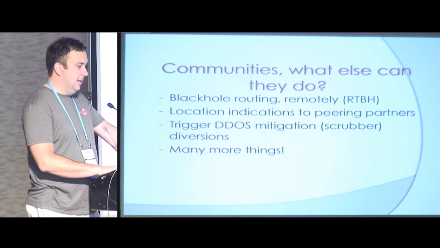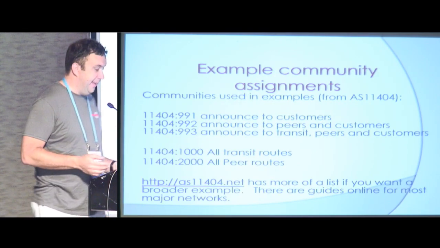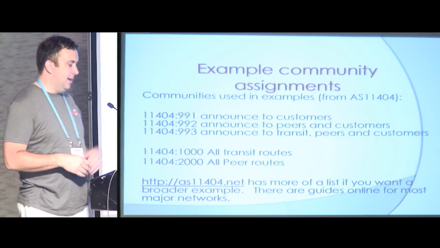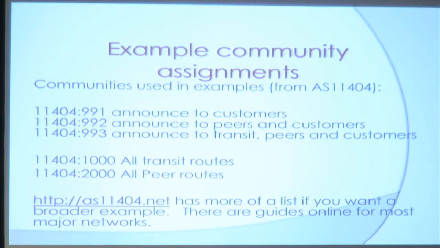In any case, I'm going to switch to some examples here. I'm from 11404, so I use our examples. This comes back to that policy we were discussing where you don't want to announce to transit and peers but not customers, so you can see how the communities build on each other. There's an announce to customers only community, there's an announce to peers and customers community, and then there's an announce to all three. That 993 community would be what we would use for customers that need full transit. That announces to everybody.